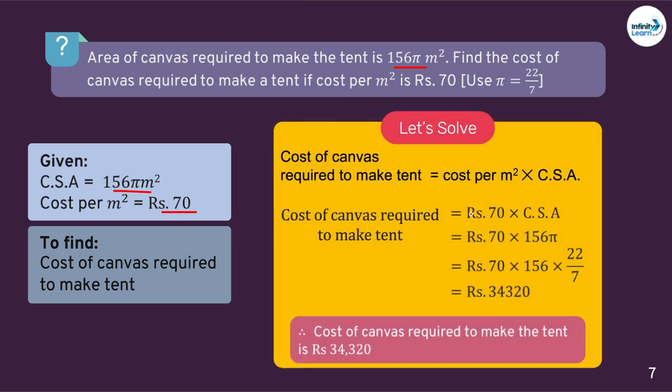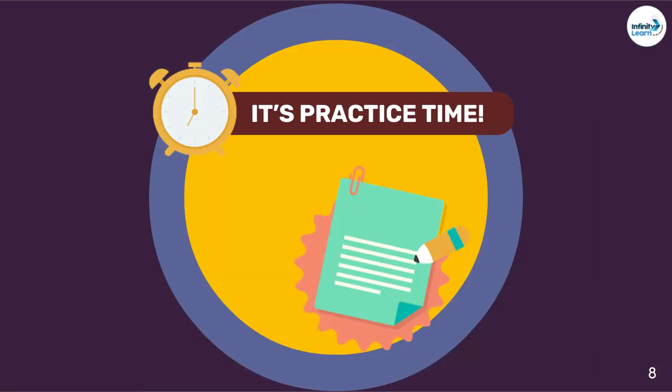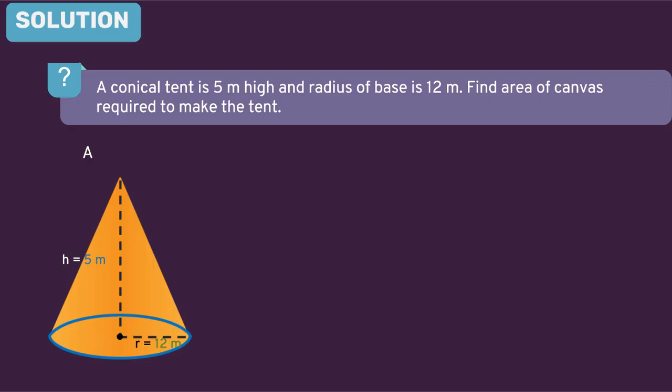So total cost will be cost per meter square into curved surface area, that is 70 into 156 pi. 70 into 156 into 22 by 7, that is 34320 rupees. This is total cost. Total cost means rate into curved surface area. Clear? Clear to you all? Is it easy to find out total cost? We're going to solve the questions. Don't worry, I will give you the time.